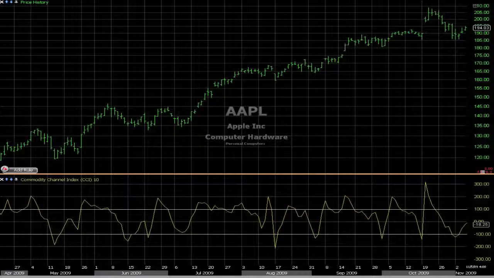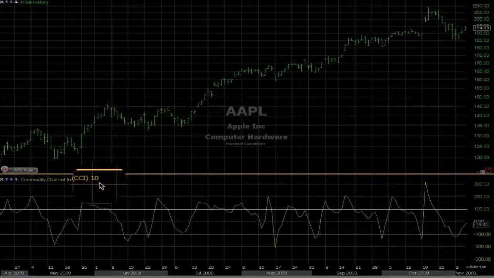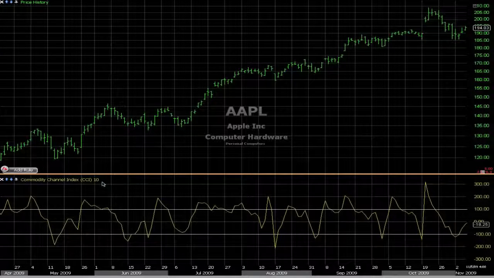Lambert recommended using 1/3 of a cycle time, which is from the high to the low or low to the high, as the average setting. So if the cycle is 30 days, then you would use a 10-day setting for the calculation of the CCI. I've chosen a 10-day here as well. The calculation of the CCI is quite complicated, but you can always find the calculation on our website.